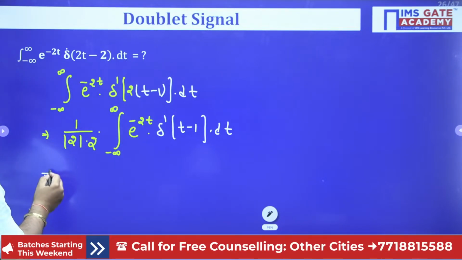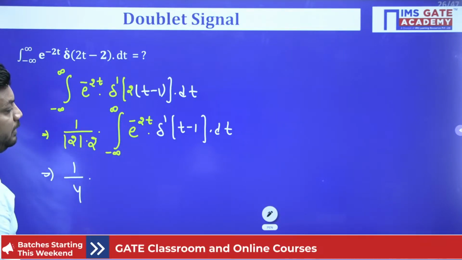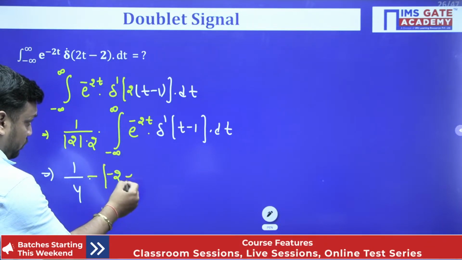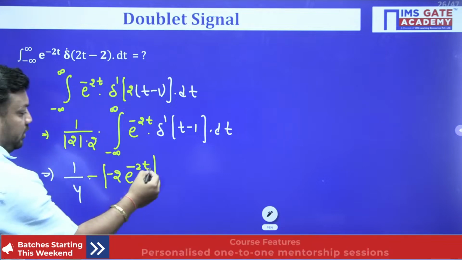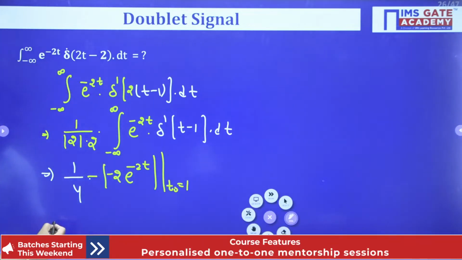Is it clear or not, guys? So it will be 1 2 to the 4. It will be 2 to the 4. And here when you apply the property, what you will get is minus differentiation of this. So minus 2 e to the power minus 2t, it is differentiation f dash t at t equal to t naught. Meaning, the value of t naught here is 1, that's the answer. This is the only answer, guys.